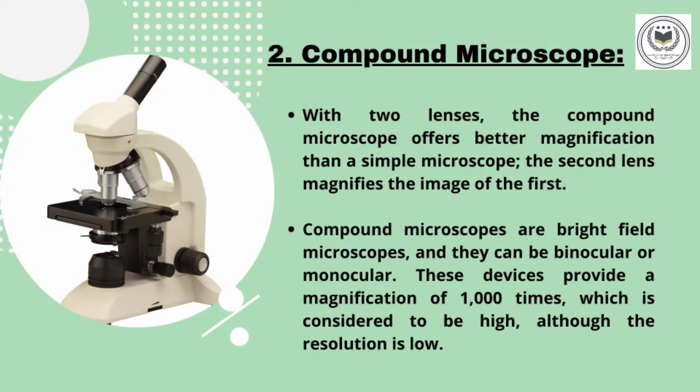Second is the compound microscope. With two lenses, the compound microscope offers better magnification than a simple microscope. The second lens magnifies the image of the first. Compound microscopes are bright field microscopes, meaning that the specimen is lit from underneath, and they can be binocular or monocular. These devices provide a magnification of 1000 times, which is considered to be high, although the resolution is low.